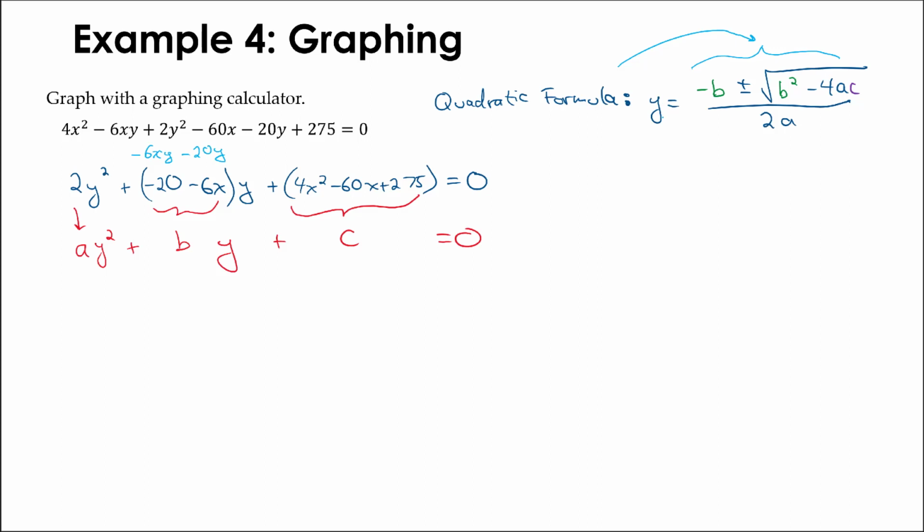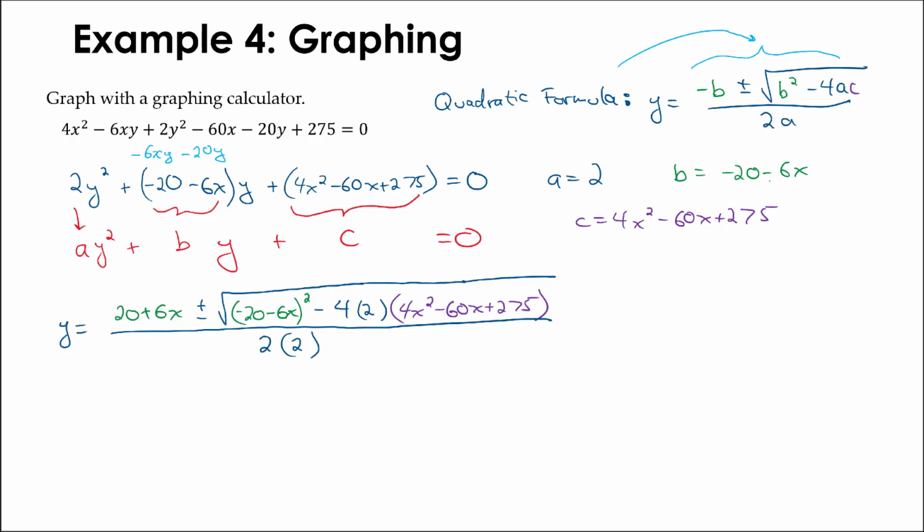Now we just have to think, well, what is my a? We already showed it here. a is 2, and then my b is this negative 20 minus 6x. And then my c are all of these terms here that don't have a y in them. I know they have an x in it, but that's fine. I can just think of these x's as I would have thought of a constant for my quadratics. So now I just go through the process of plugging everything in.